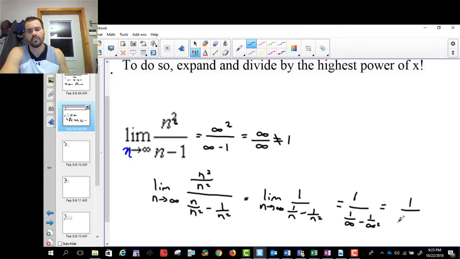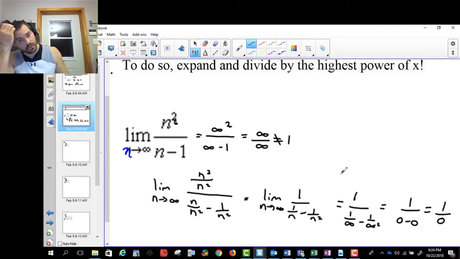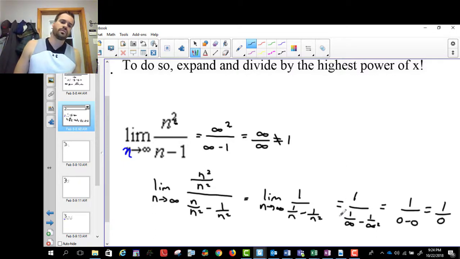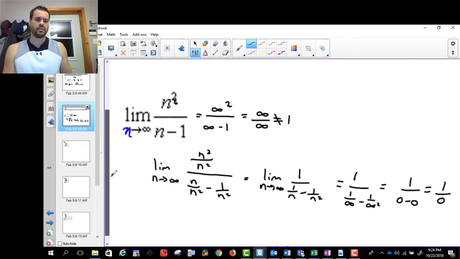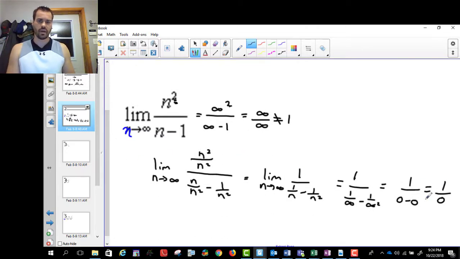Okay, we know that a number divided by infinity is 0. So we get 1 over 0. And we go, wait a second, what's 1 over 0? Then we have to use a table of values. So we have to say, okay, well, what's happening as n gets really big? Well, you can't go from both sides of infinity. You can only go from 1, but if you put infinity in here, infinity minus 1 is positive, and infinity squared is positive. So that result is infinite. The answer is infinity.